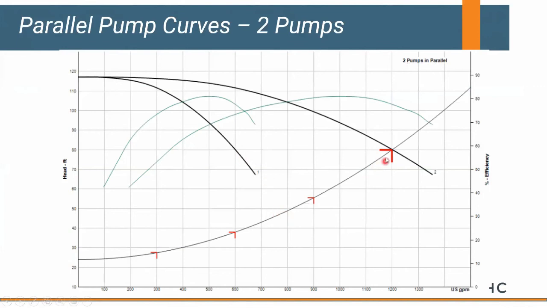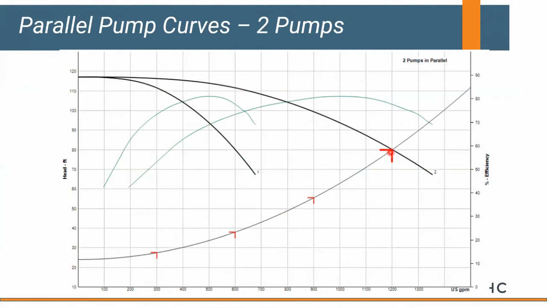Here's 2 pumps in parallel. Basically, you've got an individual pump curve, and then both pumps running is what we're looking at with this second curve. All you do is you take a flow rate here at 600 and you double it, and you're doing the same for each point, okay? It just doubles. So the system will see 1,200 gallons a minute at 80 feet when both pumps are running.